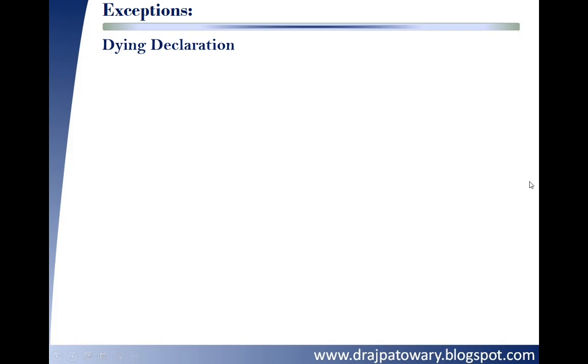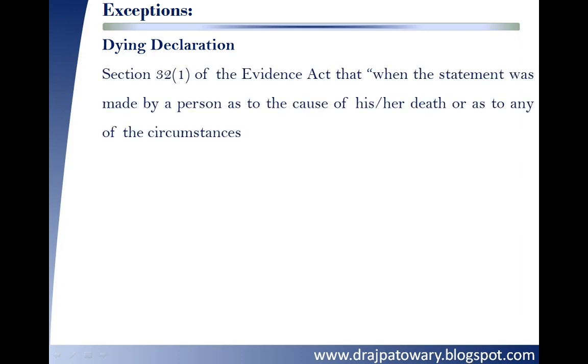So first today we will be discussing the dying declaration and a few other procedures. The dying declaration was already discussed. It is under Section 32 of the Indian Evidence Act, when a statement is made by a person as to the cause of his or her death and as to any of the circumstances that led to his death condition. Somebody who is dying, what was the condition which led to this situation? That is called the dying declaration.